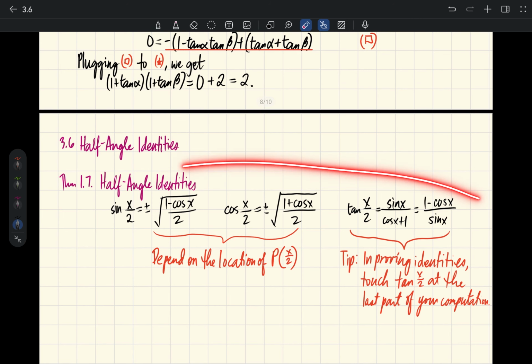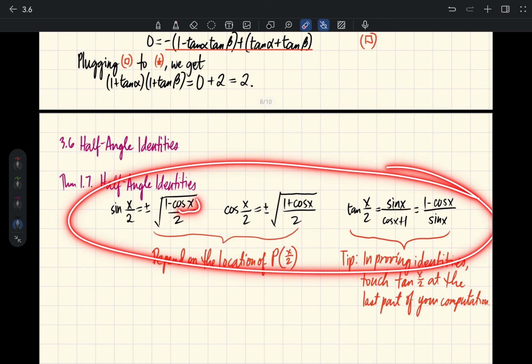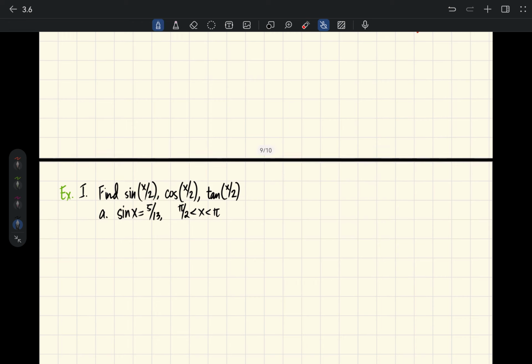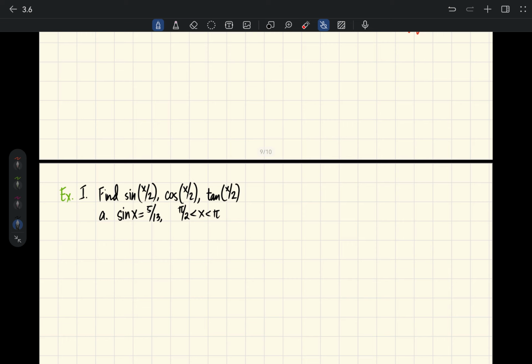What do we need to find these half angle values? If you look at the equation right here, you only need cosine and sine. Right now you have sine, so what's left for us is to find cosine. How do we find cosine? We can use our favorite identity, cosine squared x plus sine squared x equals 1, where sine x equals 5 over 13. So we have cosine squared x equals 1 minus 5 over 13 squared.